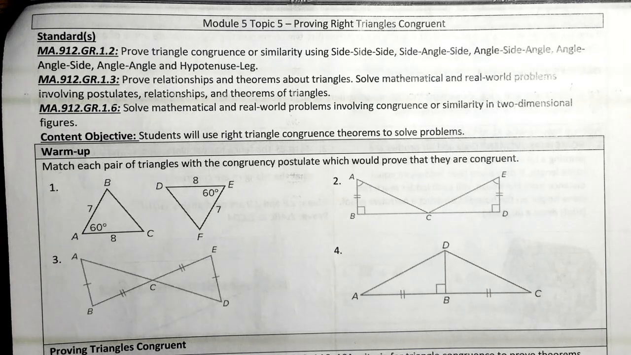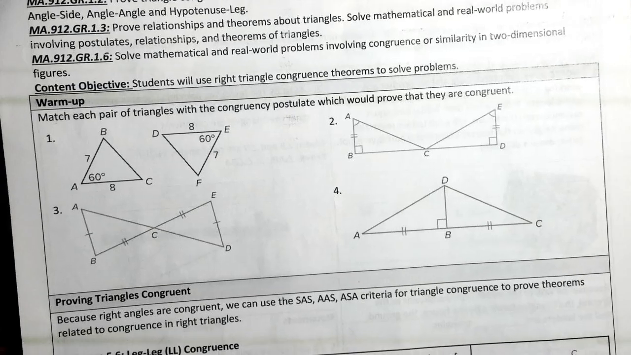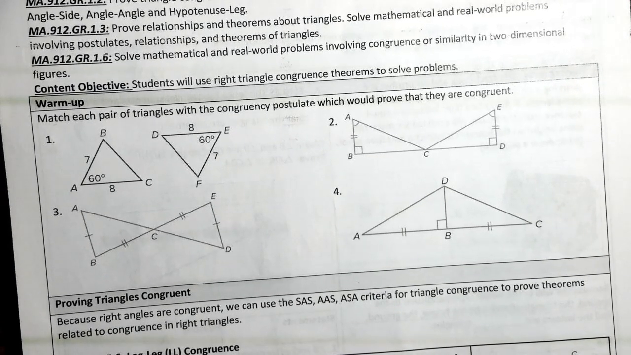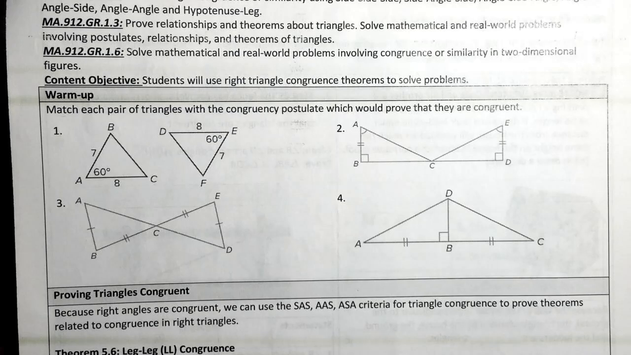All right, page 17, warm-up. Match each pair of triangles with the congruency postulate which would prove that they are congruent. I was thinking we had a word bank. Never mind. All right, so number one.